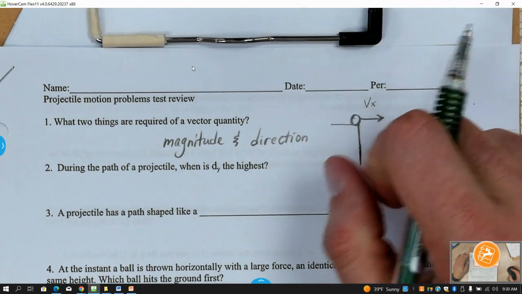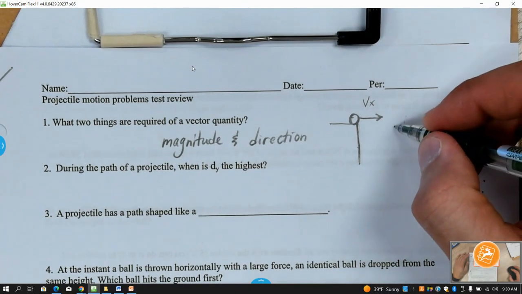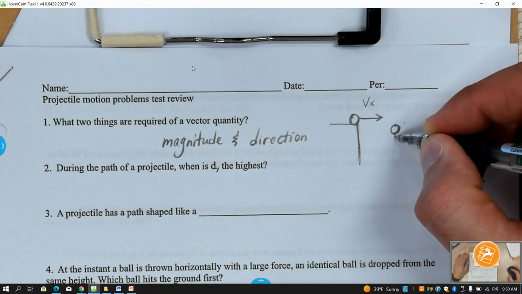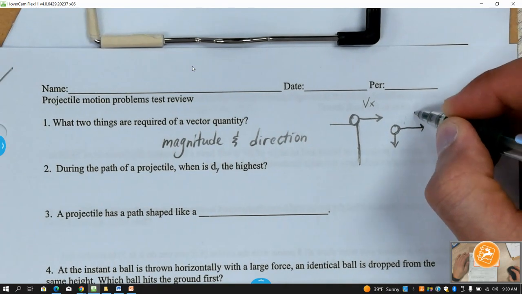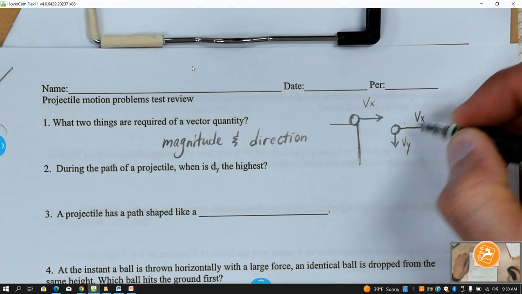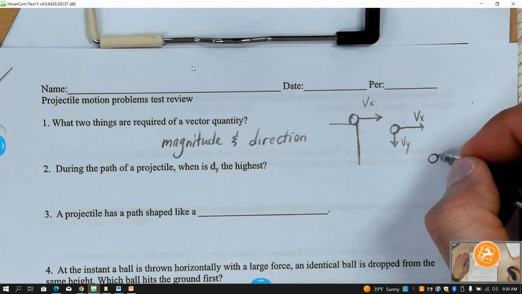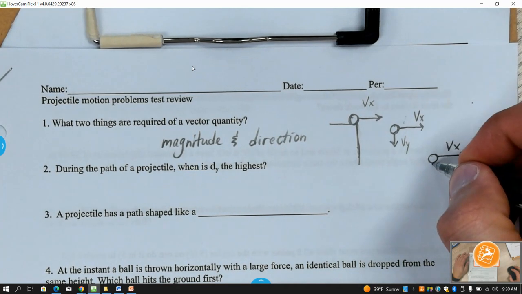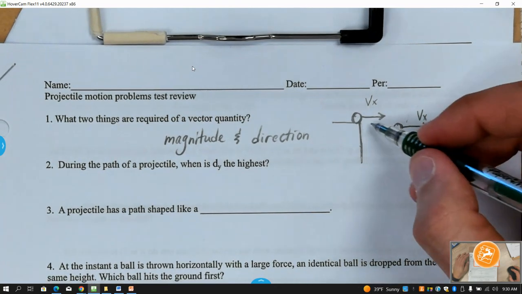If there was no gravity, this ball would just keep moving straight at the same speed. What causes it to fall? Gravity. So every second later, gravity starts to add some speed to it, moving downward. But this Vx stays the same. So every second it's going to move the same distance to the right. Your Vx will be the same, but every second it's falling, the vertical velocity, the y velocity, is going to start increasing.